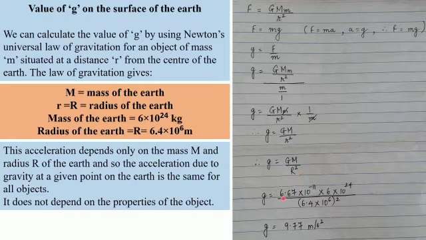Now we will substitute the values. The value of the universal gravitational constant given by Henry Cavendish was 6.67 into 10 raised to minus 11, multiplied by the mass of the earth. The mass of the earth is 6 into 10 raised to 24 kgs. So that we will substitute here, divided by the radius of the earth squared. The radius of the earth is 6.4 into 10 raised to 6 meters. So that we will substitute here and its square. When you simplify this, you get the value of g to be 9.77 meters per second square.